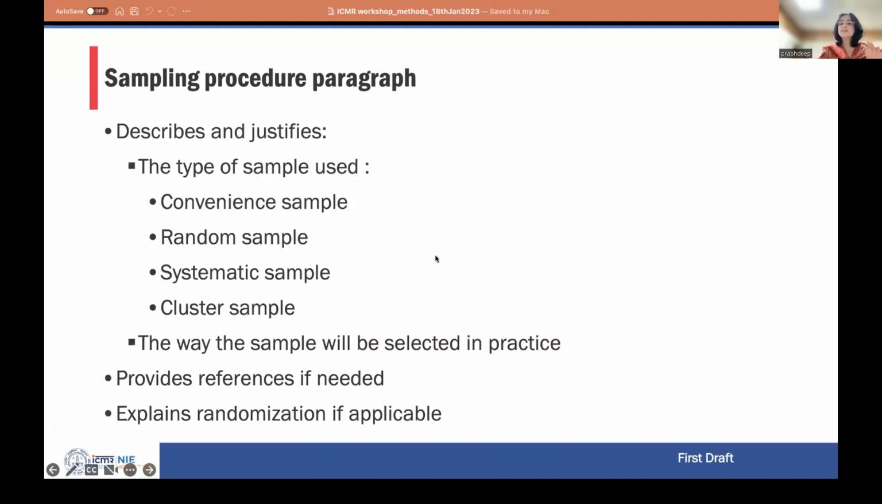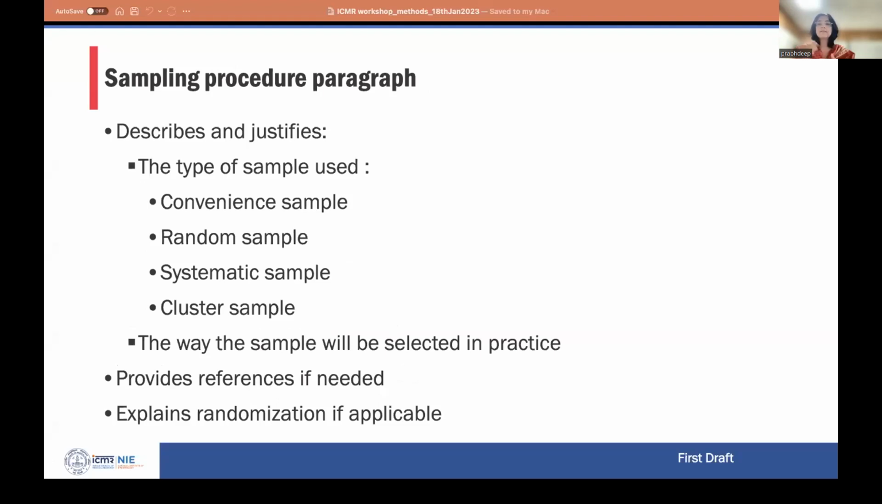Now, next, this will be explained in detail in the next talk. I'm only giving you the structure. So the next section needs to be about the sampling procedure. When you say sampling procedure, what does it mean? Are you going to conveniently pick a particular group of people, or are you randomly selecting the sample, for which you need to have a sampling frame?